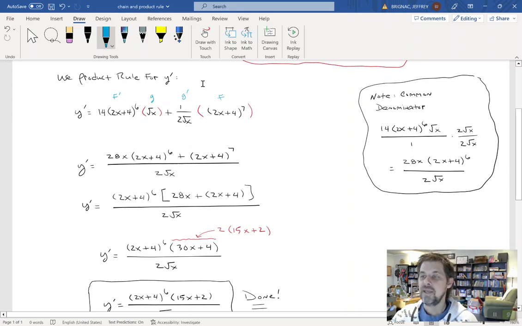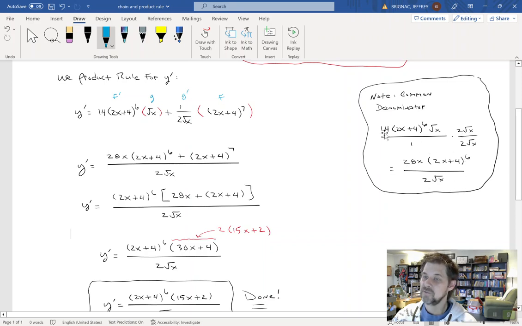And in order to add these two things together, one of them I notice is explicitly a fraction. This is (2x plus 4) to the 7th power divided by 2 root x. And this other one's not, but regardless, if I'm going to add these two fractions together, I need a common denominator. So I took this here, 14 times (2x plus 4) to the 6th power times root x, and I multiplied by 2 root x over itself to get a common denominator. And that would give me this.